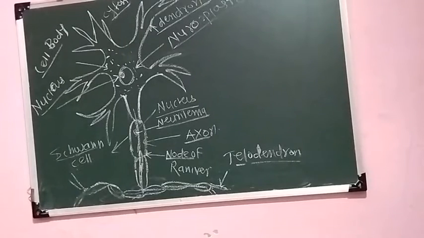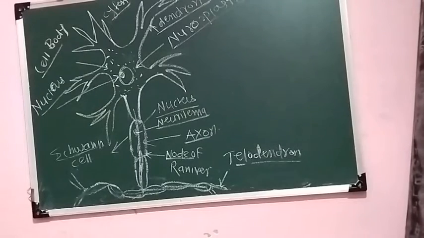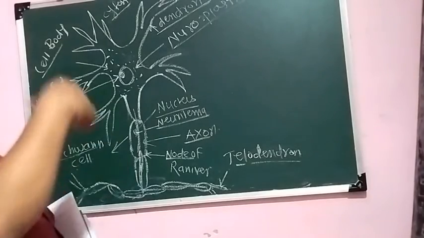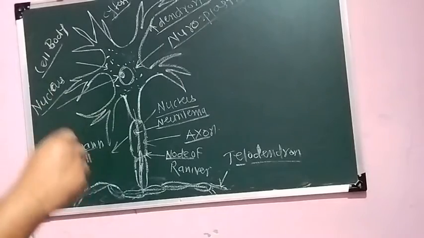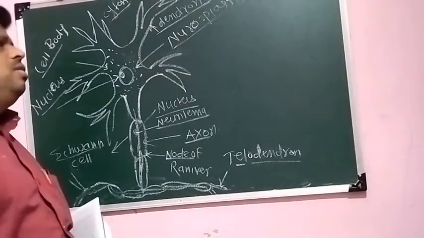saltatory, S-A-L-T-A-T-O-R-Y, saltatory conduction. It means that impulse conducted from one node to another one is called as a saltatory conduction.